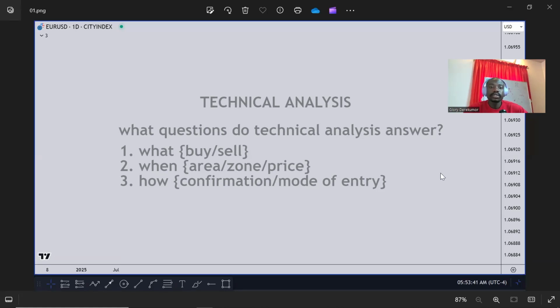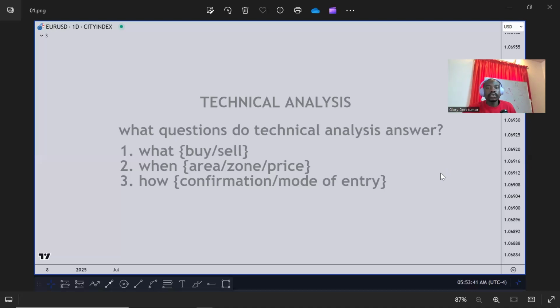All right, guys, so welcome to the video. And in this video, like I said, we're going to be going over technical analysis. And within technical analysis, there are a lot of things that we need to talk about, right? But a very good starting point for us right now is what you are currently seeing on your screen. So what is technical analysis and what questions does technical analysis answer? Why is there a need for us to do technical analysis in the first place? What is the importance of technical analysis, right?